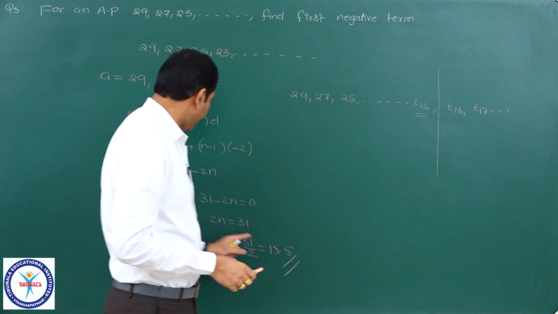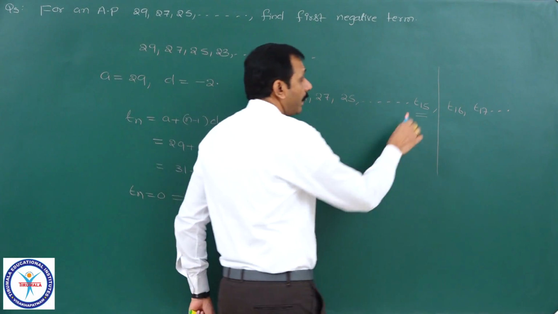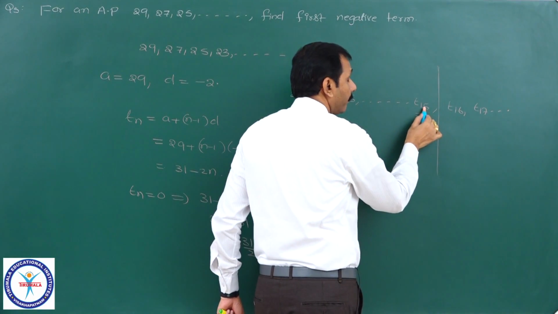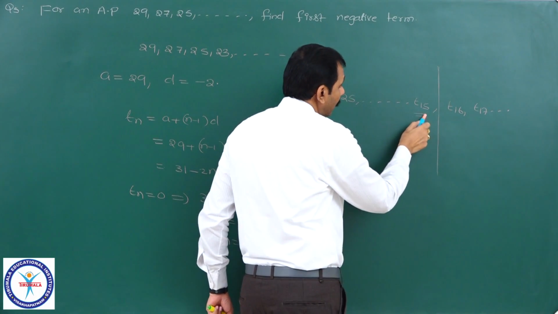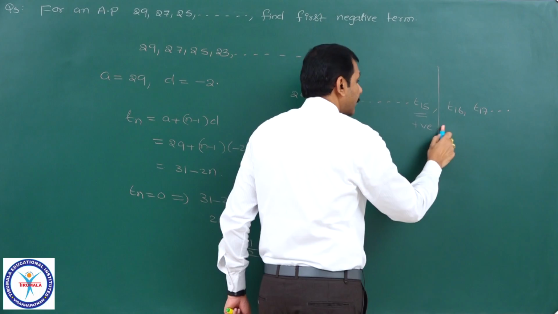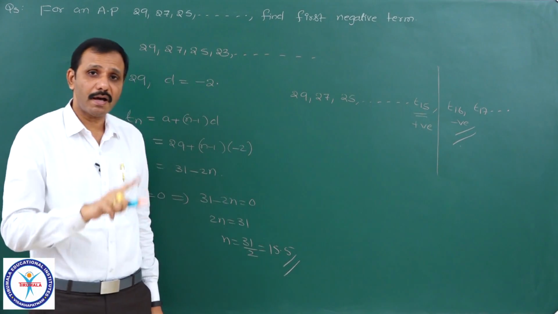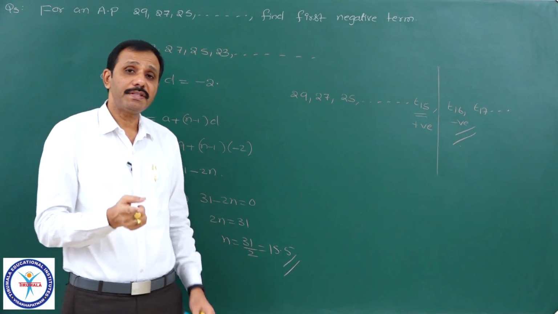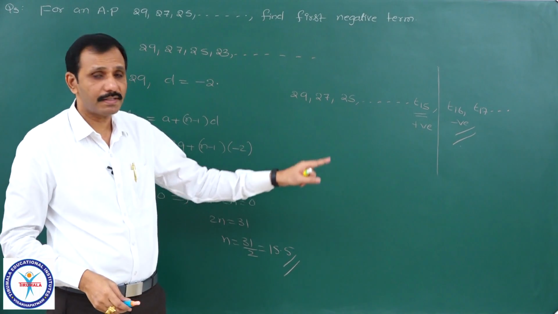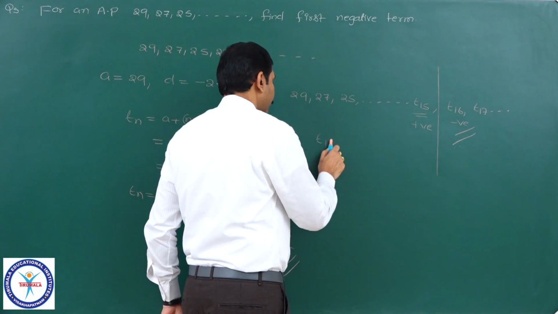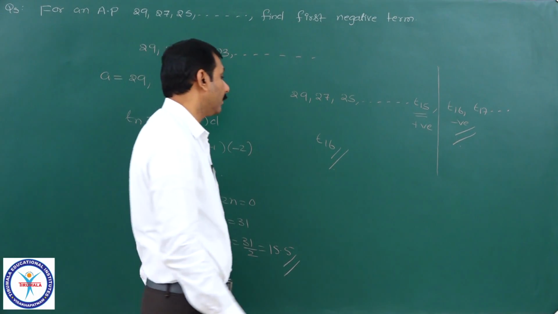So T15.5 is equal to 0 means somewhere here it will be 0, between the 15th term and the 16th term, meaning the 15th term is positive and the 16th term is negative. Therefore, if they ask which term will be the first negative term of this sequence, I can say T16 is the first negative term, and they are asking here the value of that term.